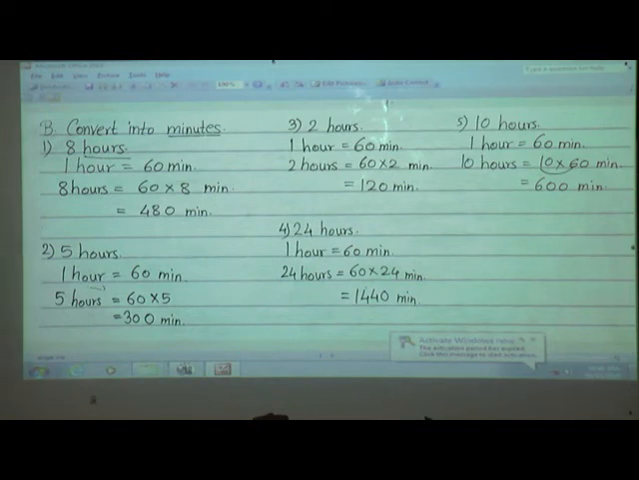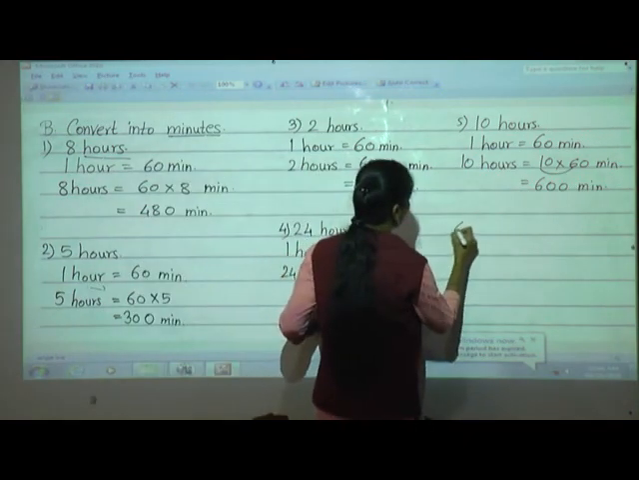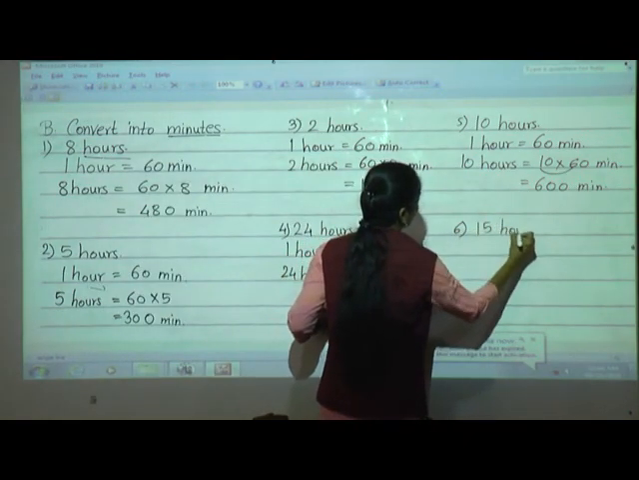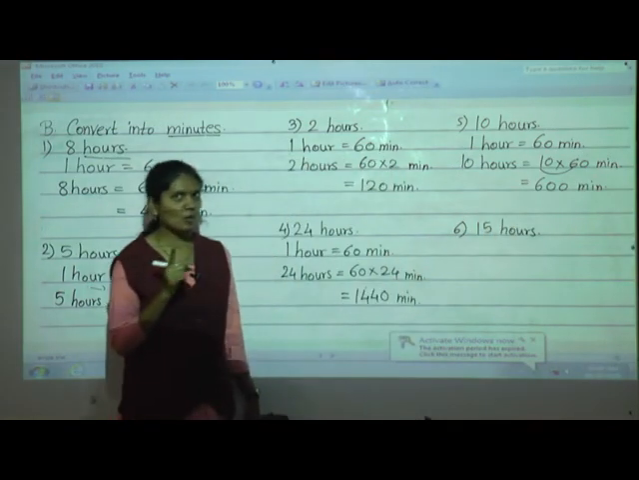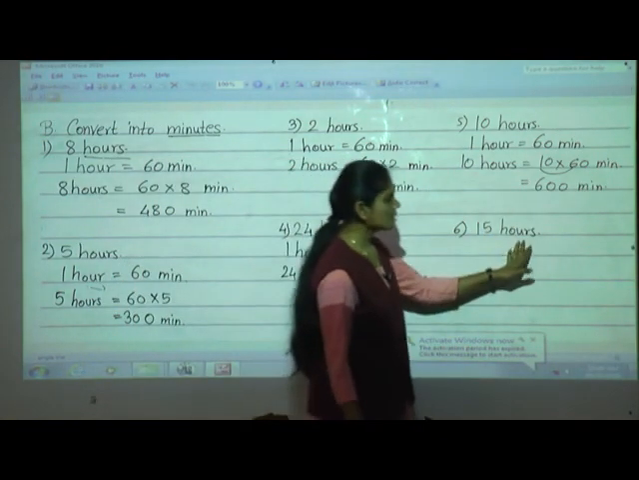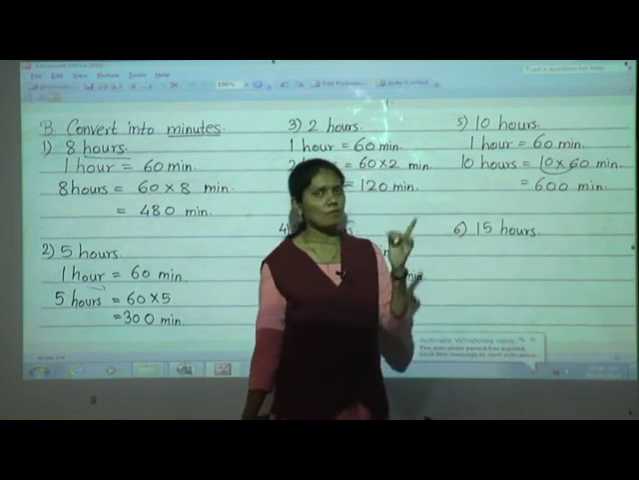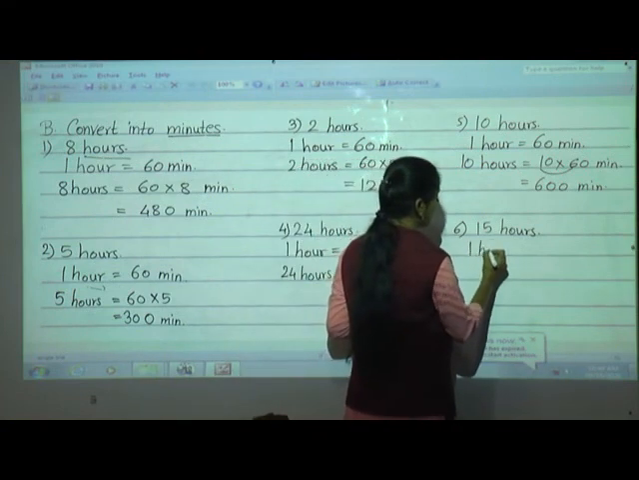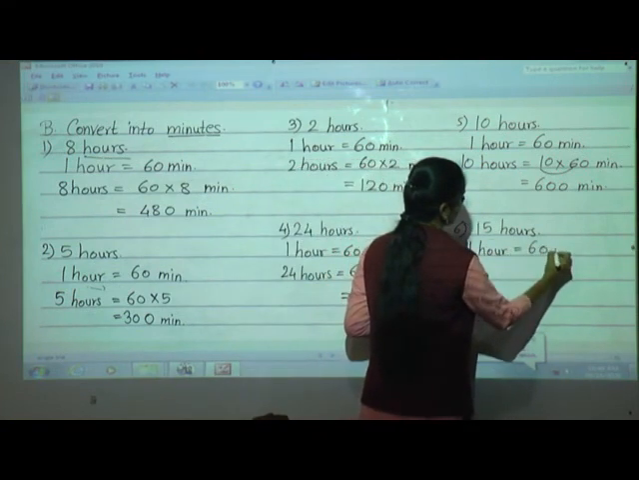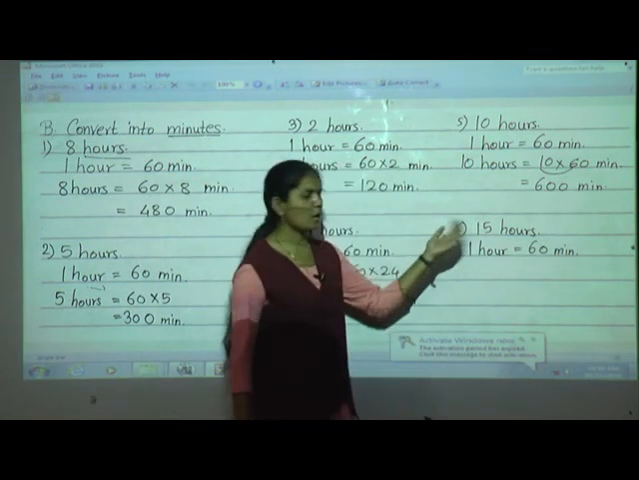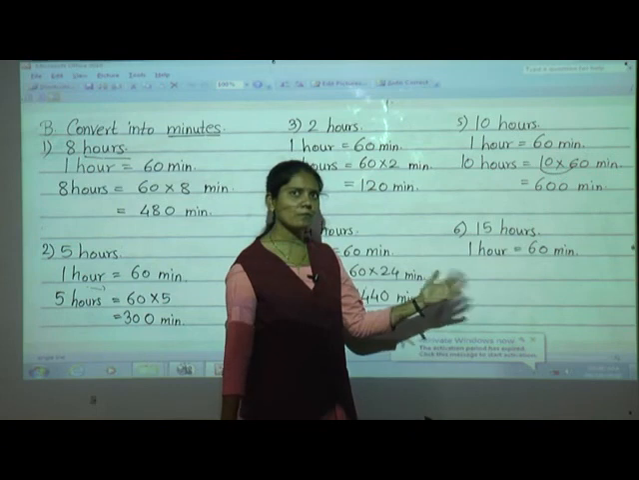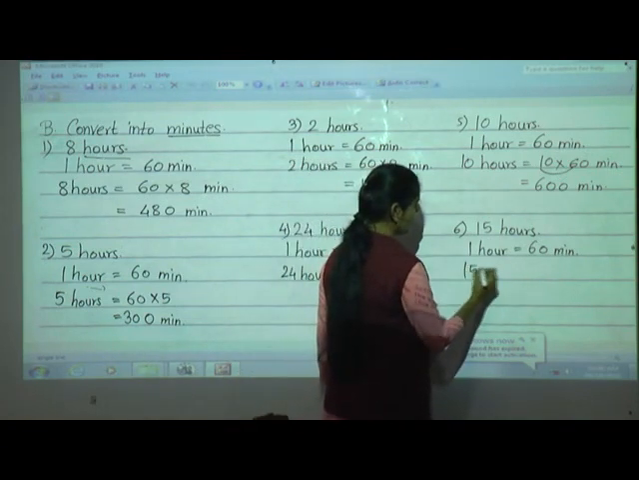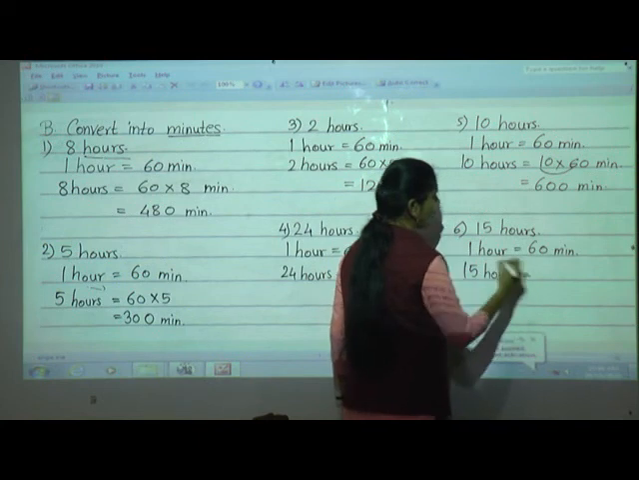Yes, 15 hours. Sixth number, 15 hours. See, step by step you have to write. Okay. 15 hours. These 15 hours you have to convert into minutes. So first what will we write? 1 hour is equal to 60 minutes. So write here 1 hour is equal to 60 minutes. Okay. Now here how many hours are there? Here we have 15 hours. So 15 hours is equal to how many minutes?